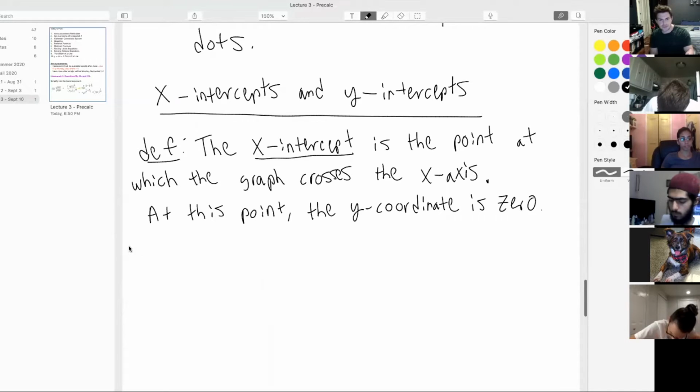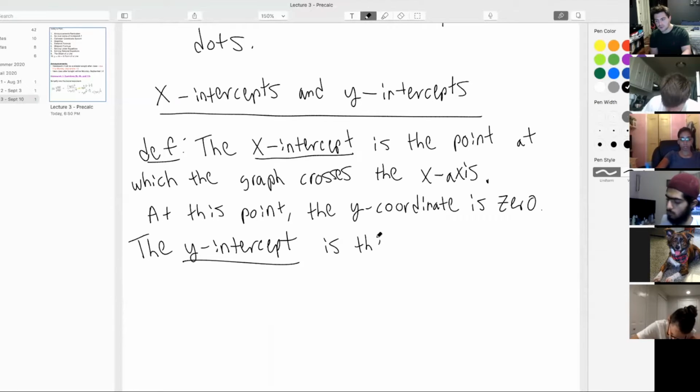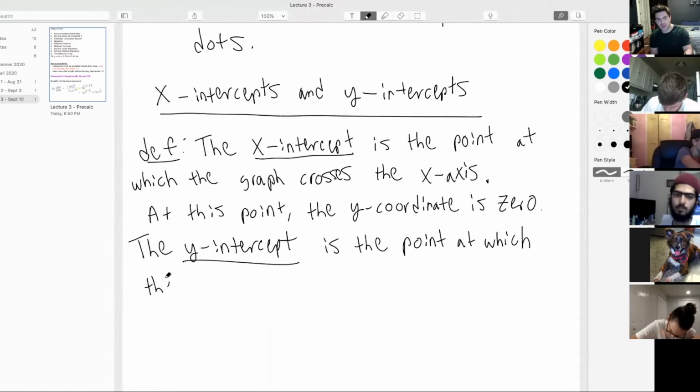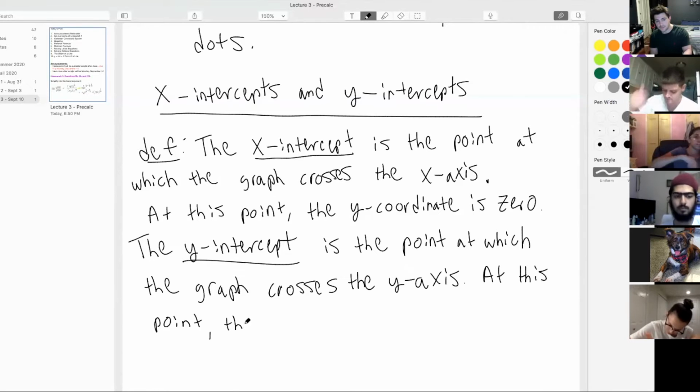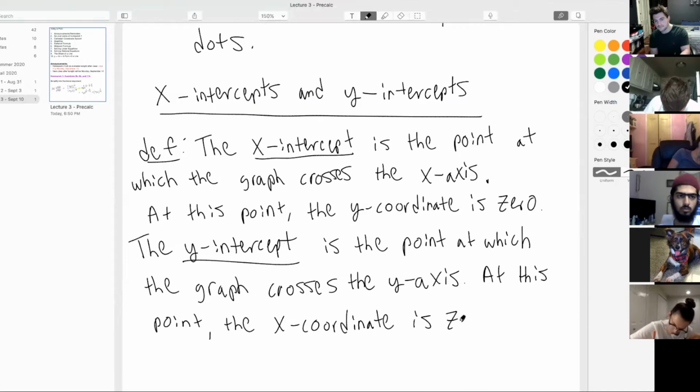And then similarly, we have the definition for the y-intercept. The y-intercept is the point at which the graph crosses the y-axis. Again, at this y-intercept point, the x-coordinate is 0.